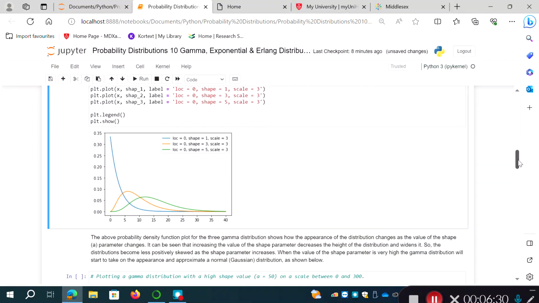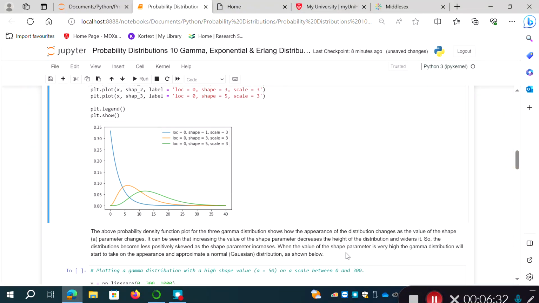And there we go. So we get quite an interesting visualization of what those distributions look like. So you can see from these the probability density functions for these three gamma distributions, and you can see how the appearance of the distribution changes as the value of the shape parameter alpha changes. So you can see that increasing the value of the shape parameter decreases the height of the distribution and widens it.